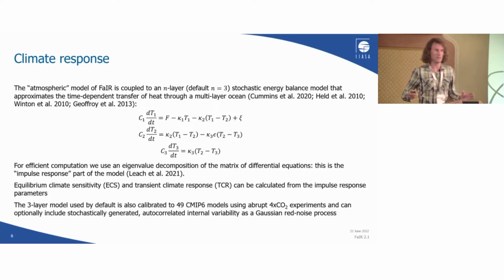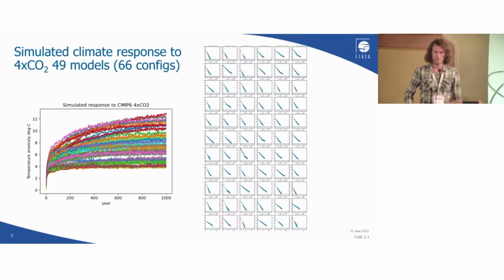And what we do for this is we use abrupt 4 times CO2 model results to calibrate this energy balance model. And this slide shows how the 4 times CO2 runs look when they're running FaIR. So the left plot shows a 1,000-year abrupt 4 times CO2 run for 49 CMIP6 models. This also includes that optional internal variability, and the internal variability is also taken from the 4 times CO2 run. So effectively, we're emulating what internal variability is in each CMIP6 model.